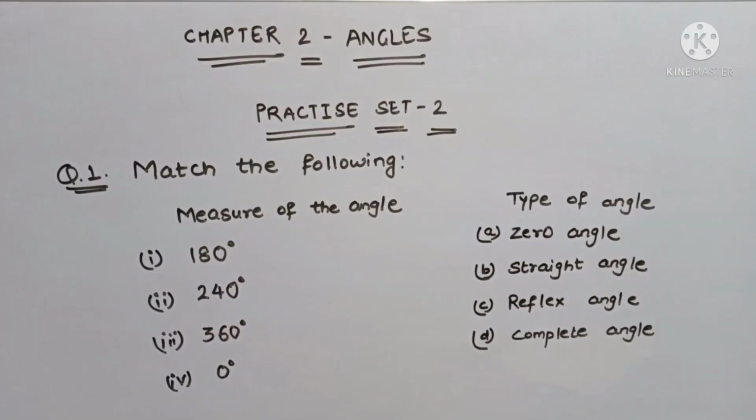So the first question on the screen, you can see it. First question, match the following. There are two columns I have made. On the left hand side is the measure of angles, and on the right hand side the type of angles. You have to identify the name of the angle, for example 180 degrees. So what will this angle be called? You have to match it with the type of angle. 240 degree, 360 degrees, 0 degree, these are the measures of angles. And on the right hand side, type of angle: zero angle, straight angle, reflex angle, complete angle. So you have to match the correct one with this.